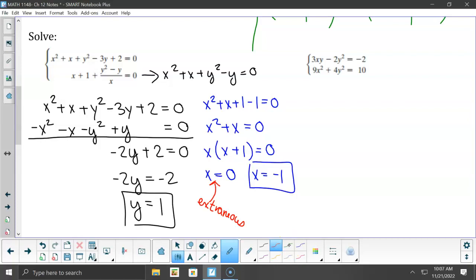All right, what about that second one? You guys want to try that with me? You want to try it without me? Without. I'll give you a hint to start. I would use elimination, and I would multiply that top equation by 2.